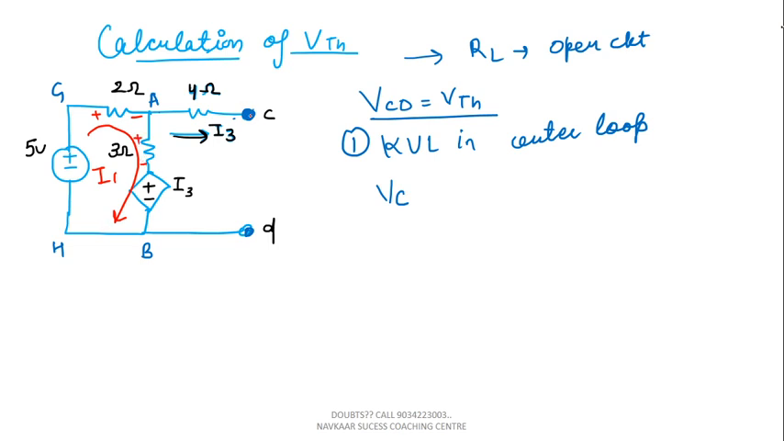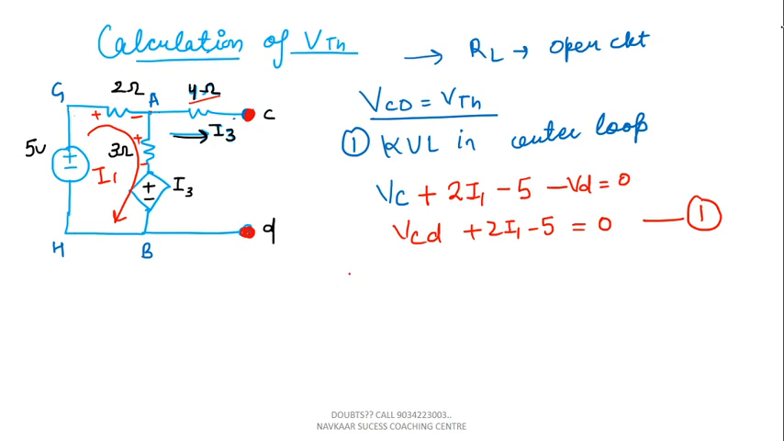Now VC, no current is flowing through the 4 ohm, skip that. A to G, the second sign is plus, how much is the resistance? 2. And how much is the current flowing across G to A? That is I1. Then G to H, what is the second sign? Minus. How much is the voltage? 5. H to B, nothing is there, leave that. Then minus VD is equal to 0. You are at the C position and you need to move to the D position. So VC minus VD, you can write VCD plus 2I1 minus 5 is equal to 0. This is the equation we got from the outer loop.